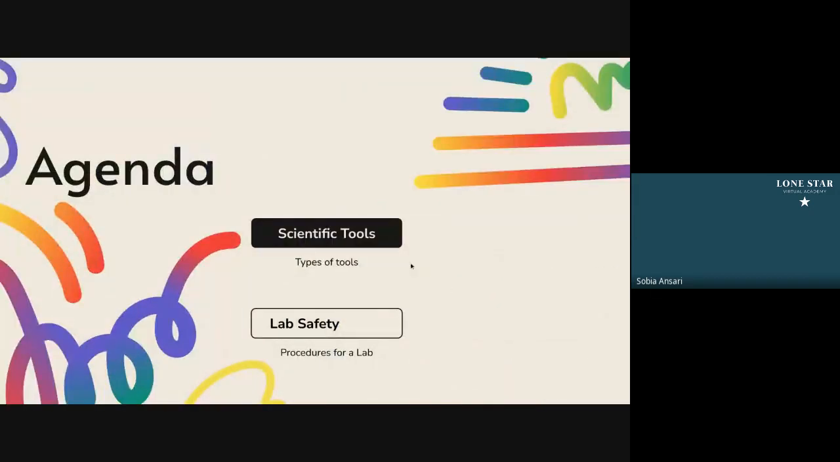So first, we're going to go over the scientific tools. We're going to talk about many different types of tools that are used in the laboratory. Then we're going to get into the lab safety and the procedures for a lab.